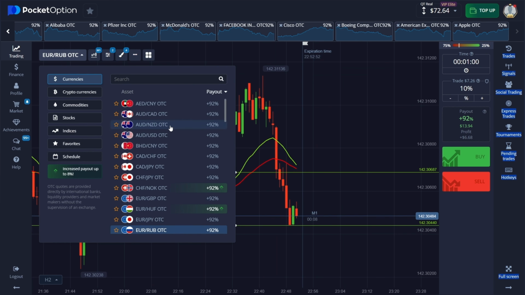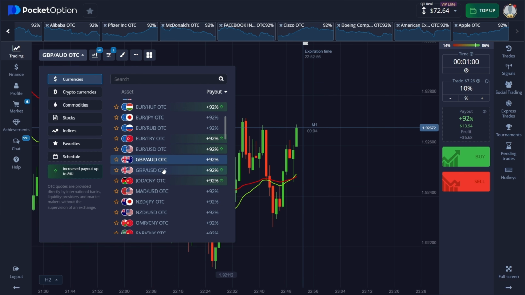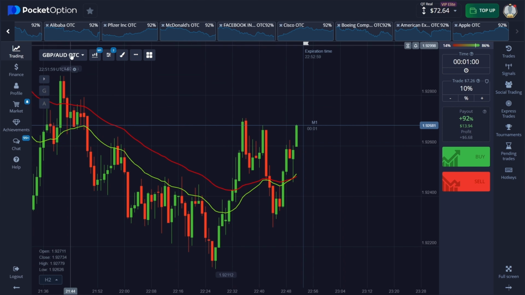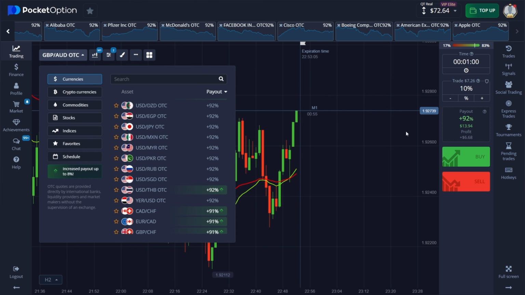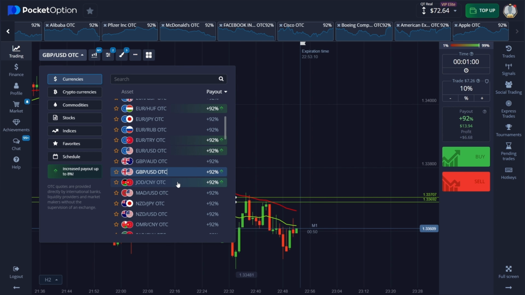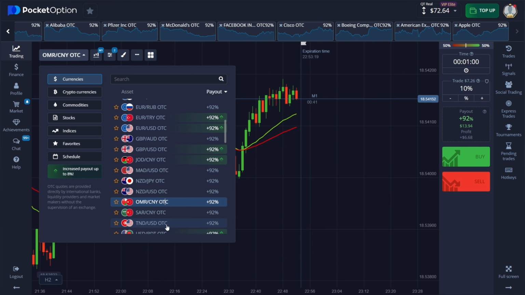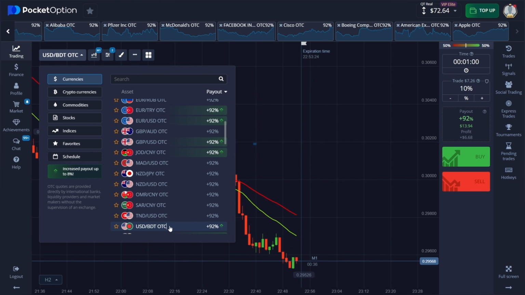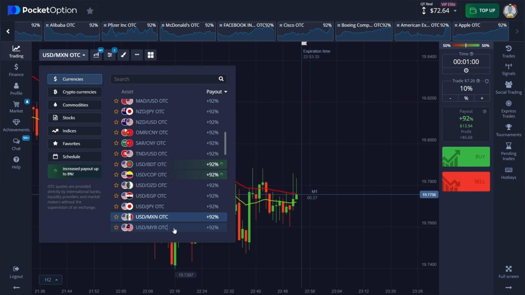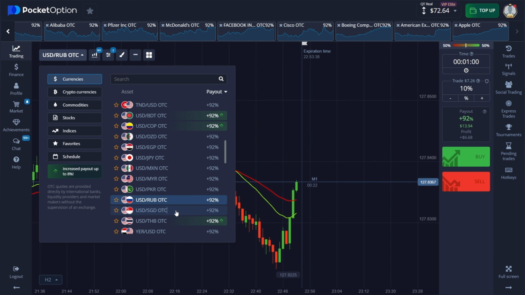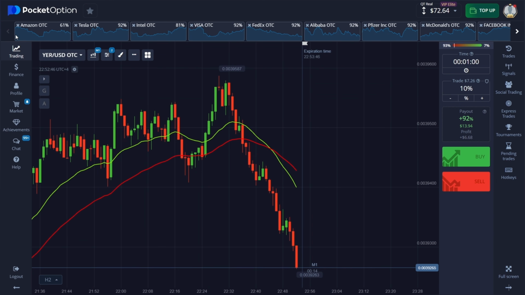Let's find another trade on currency pairs. It looks like there's a trade opportunity on GBP odd, but we will avoid it. Now, let's look for a trade in stocks again.